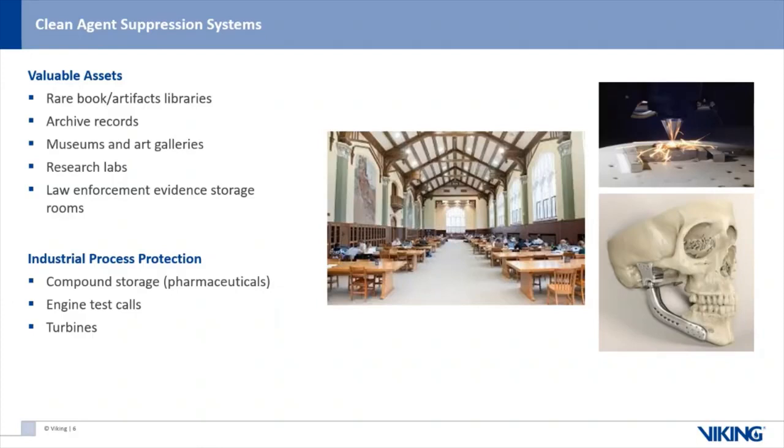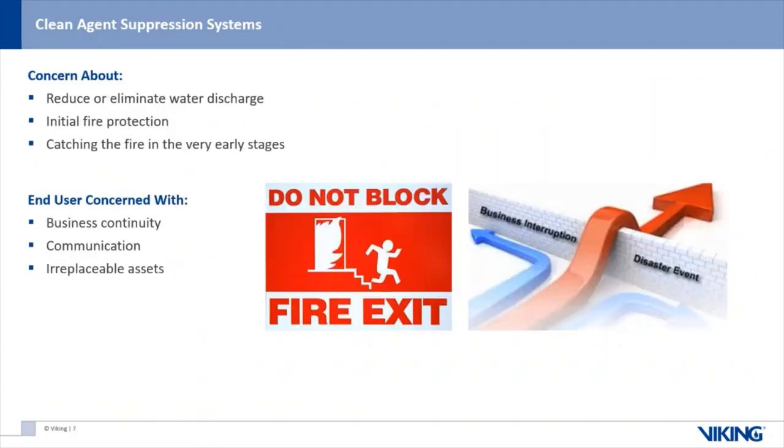So we were looking at these applications as Class A. Then we would have industrial process. The industrial process pharmaceuticals, that would be like Class B type fire hazards. Typically, the AHJ is going to be concerned about reducing and eliminating water discharge. And your initial fire protection, just determining what that's going to be. The AHJ is going to want to know what we're going to be doing, and then catching the fire in very early warning stages. So that's the AHJ's primary concerns. The end user is going to be concerned with business continuity, communication, and irreplaceable assets.